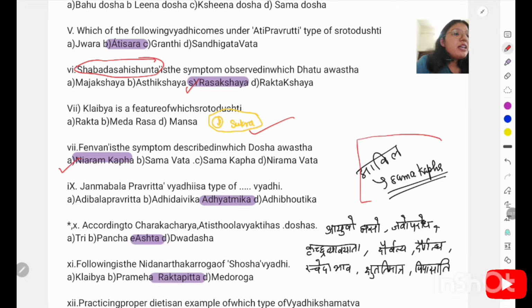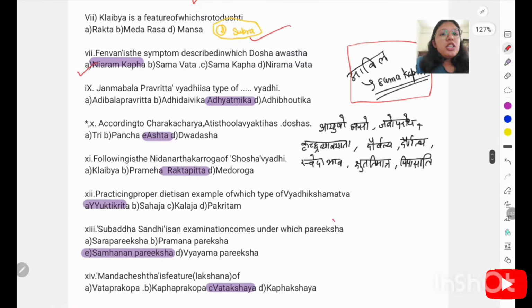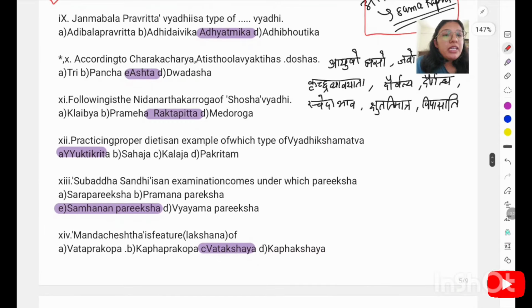If Kapha is in the Ama, then Avilam will be the symptom. Janama Bala Pravritti is a type of Vyadhi, so it is a type of Adhyatmika. In Adhyatmika there are three: one is the Janama Bala, second is the Adi Bala, and the Dosha Bala.